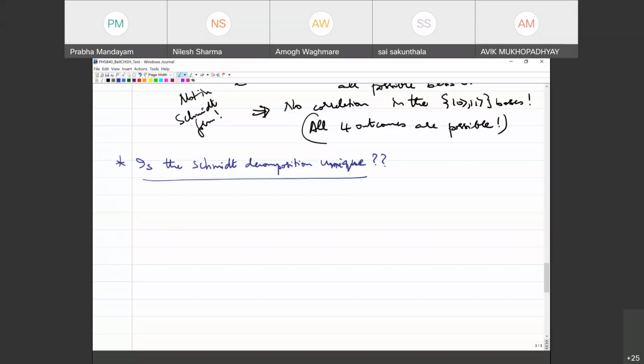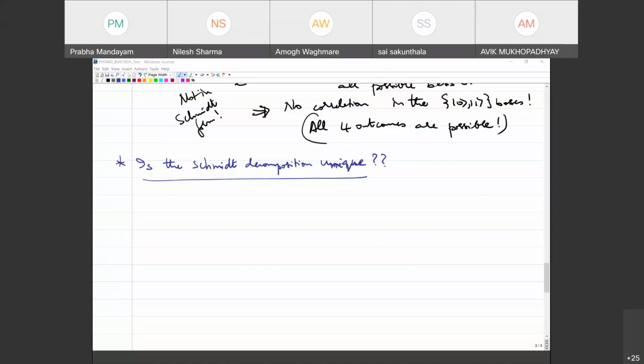Are people still there or not? Okay, since I see Srihari's name appear first, and Srihari and I discussed this briefly in a meeting a week or so ago, Srihari, are you there? Okay, I don't know if he's around or not. But anyone, is the Schmidt decomposition unique?